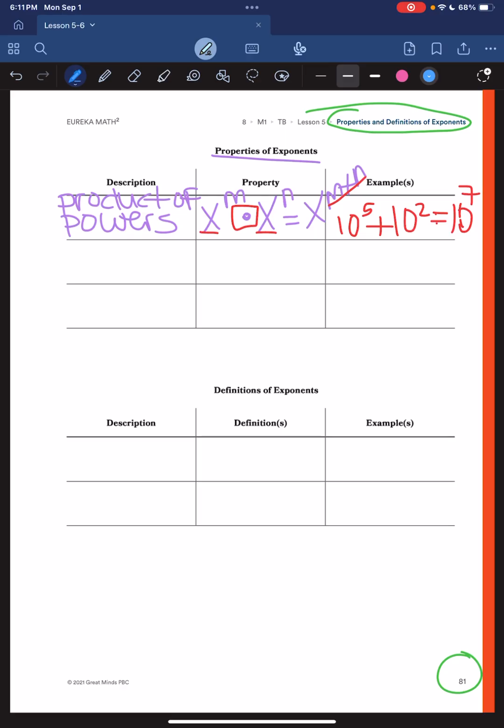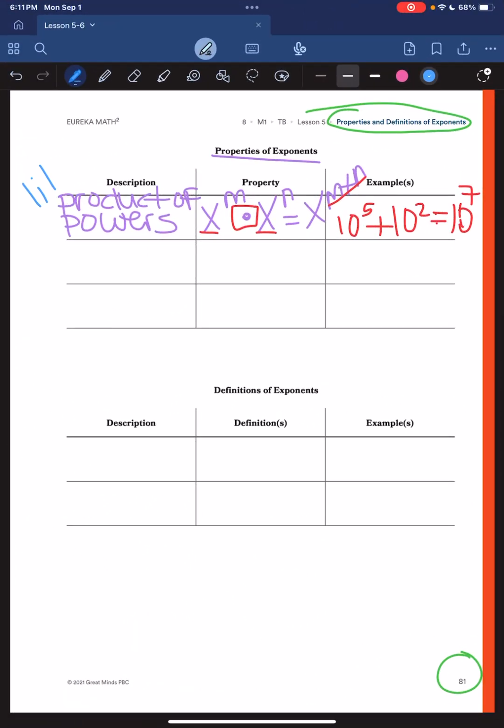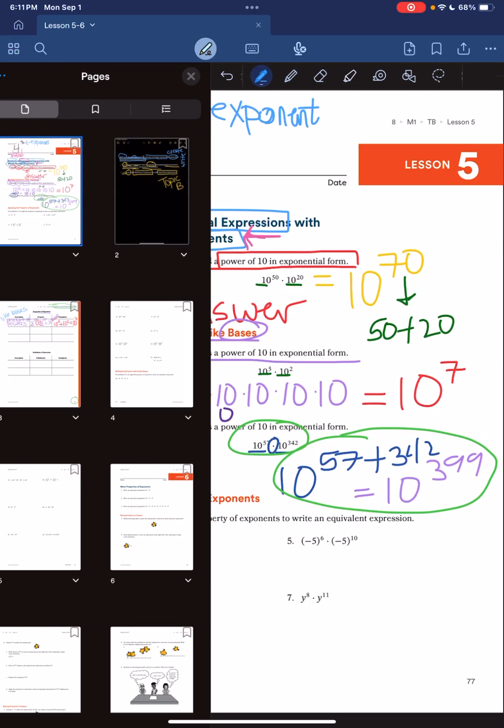That is called the product of powers property, and you want to make sure you're doing this when the bases are alike. So I'm going to add that kind of on there. You want to make sure that you have like bases if you're going to do this property. All right, so if we go back, we've got several examples here.